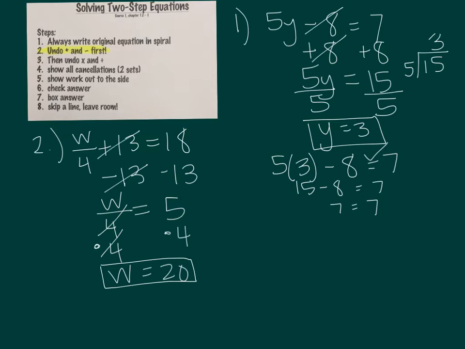Does it work? I don't know. I will start with my original equation, but I will plug in 20 for W to see if it works. So 20 divided by 4 plus 13 equals 18. Notice that I wrote the original equation down here for the check, but I plugged in 20 for the W. Well, 20 divided by 4 is 5. Plus 13 does equal 18. Yes, that works.